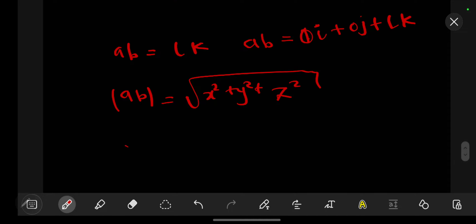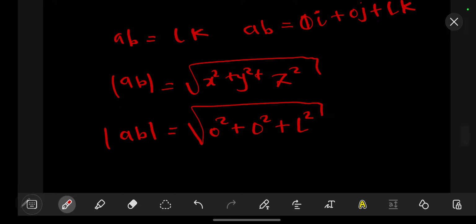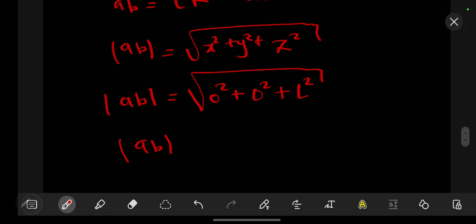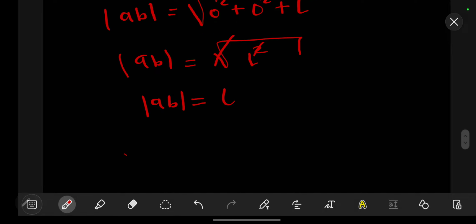So we can say our AB should be equal to the square root of our x squared. We know that our x squared is 0 squared, plus our y component is 0 squared because k is associated with z. Then we have plus our L squared, like that. So our AB should be equal to the square root of our L squared. So this square and this square root will cancel. So we are going to remain with the magnitude of AB is equal to L.